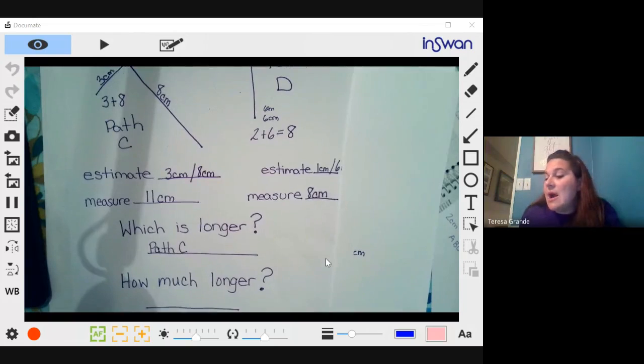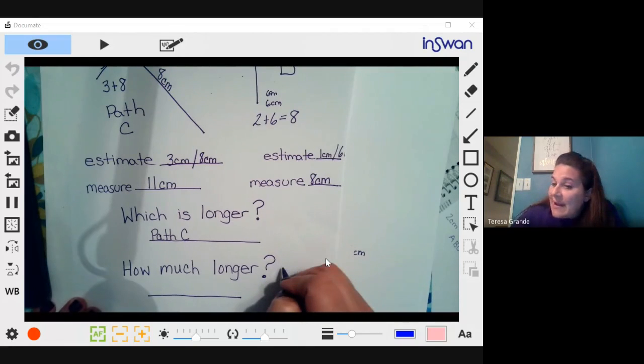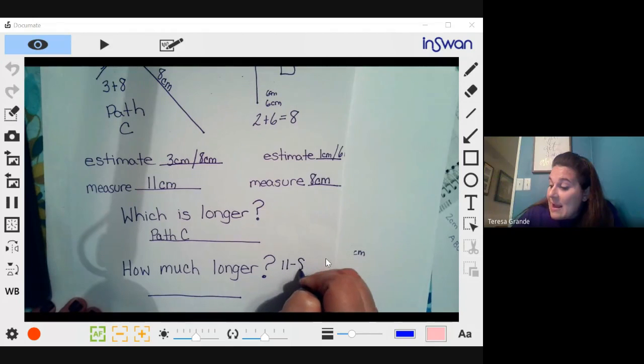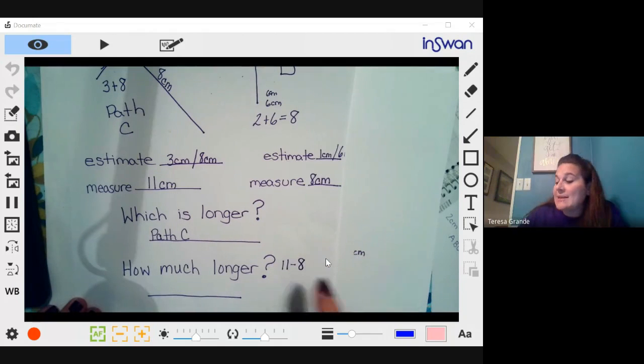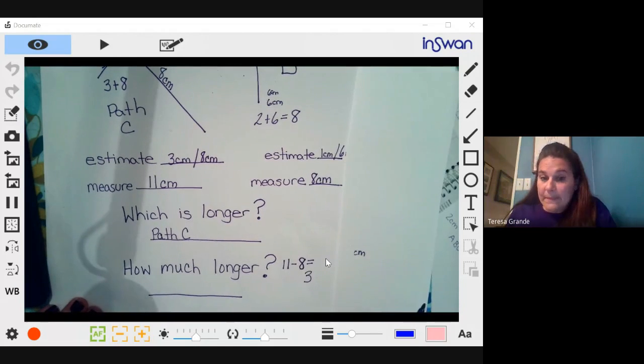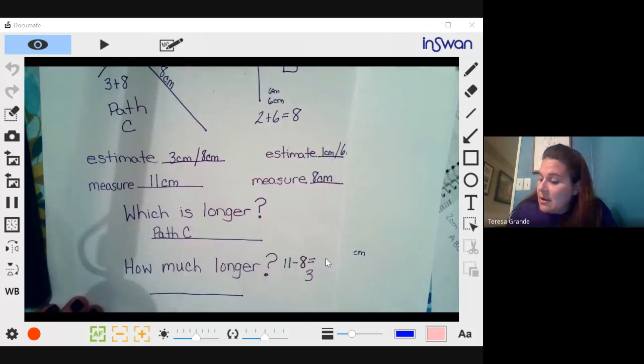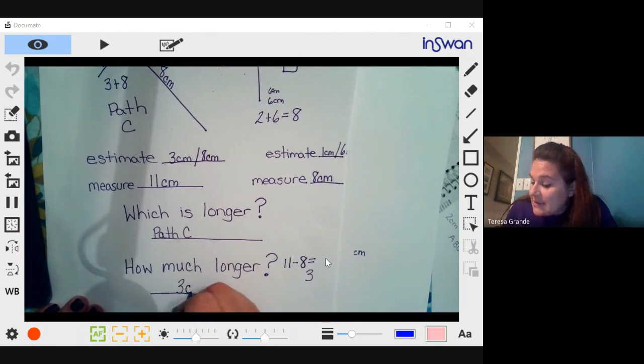Now, how do we figure out how much longer path C is than path D? Right. We have to take 11 centimeters and we have to take 8 centimeters from that. So we are subtracting 11 minus 8. 11 minus 8 is 3. How much longer is path C than path D? 3 centimeters.